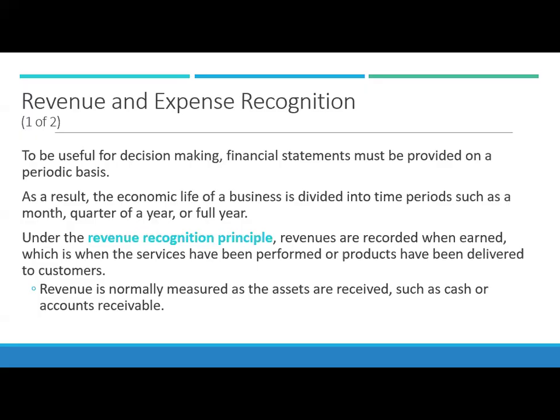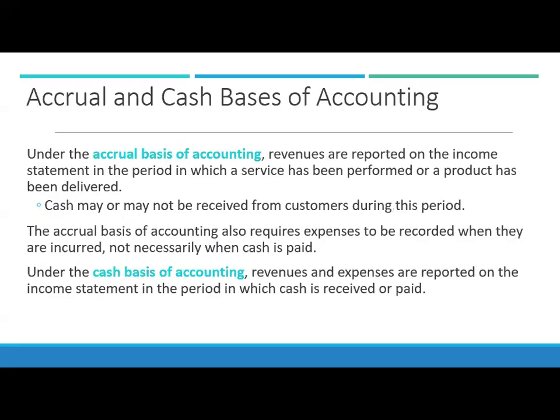Accrual basis is required by GAAP. In contrast to accrual basis is cash basis. Under the cash basis of accounting, revenues and expenses are recorded when the cash is received or when the cash is paid. And so everything on the income statement is cash in and cash out for the business. And this is usually used by small businesses, because it keeps the accounting a lot simpler.